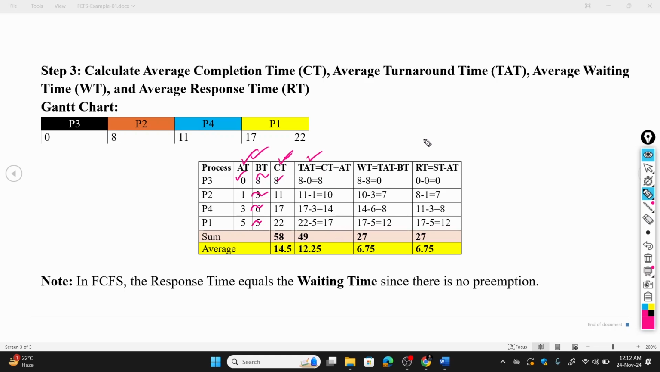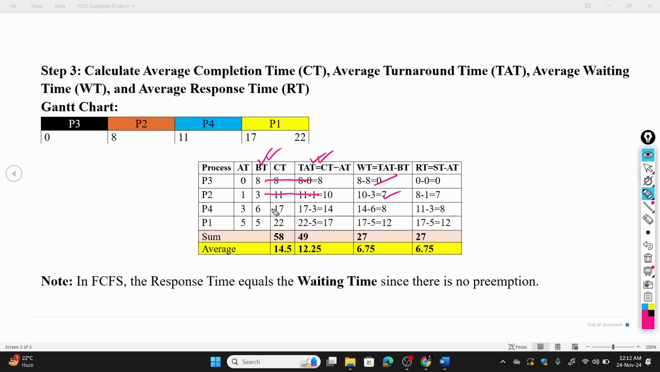Waiting time is equal to turnaround time minus burst time. So then we have to mark this turnaround time column and the burst time. Between these two, look, 8 minus 8 equal to 0. 0 is the waiting time of P3. Next we have to find 10 minus 3 equal to 7. 7 is the waiting time for P2.